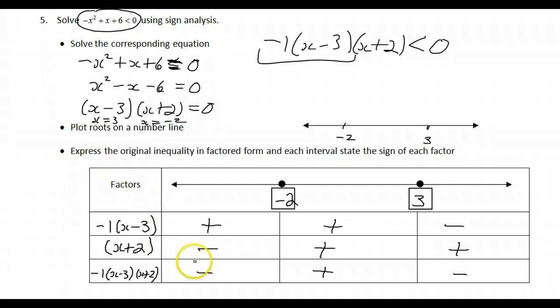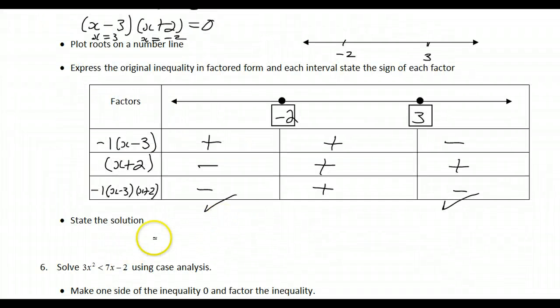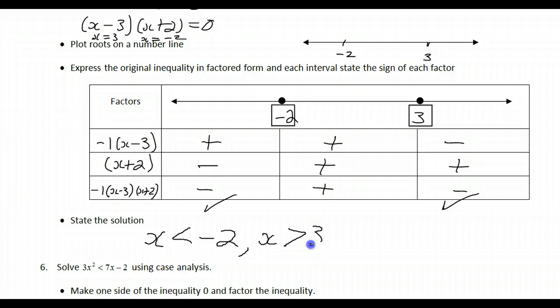Here we go. It will be negative here and here. So what intervals do those correspond to? x is less than -2 and x is greater than 3. And again, because this is a strictly less than, then we won't have any equal to. So state the solution. x is less than -2, x is greater than 3.